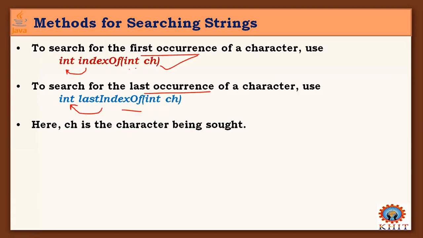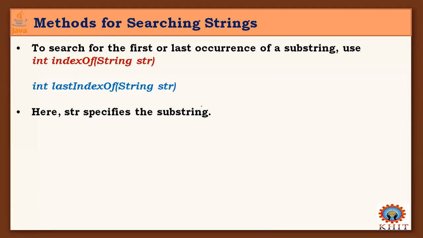If you observe here, it gives the index of the character. And here is another form, for searching for a substring. This one checks the first occurrence of the substring, and this method verifies the last occurrence of the given substring in a string object. Here str specifies the substring for this method.